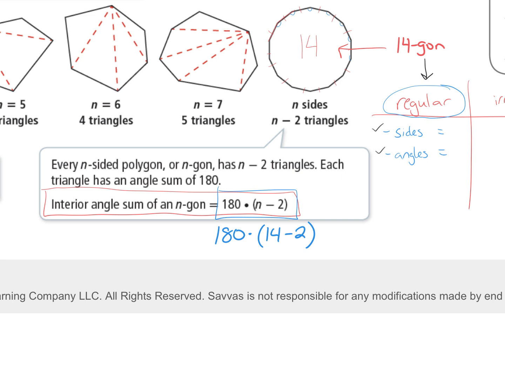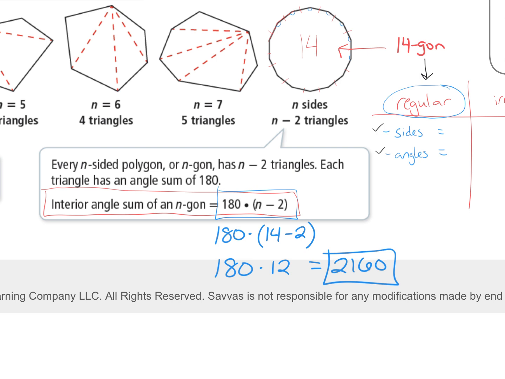What has to happen first? 14 minus 2. So we have 180 times 12, which is 2,160. Thank you. That is the interior angle sum. Okay.